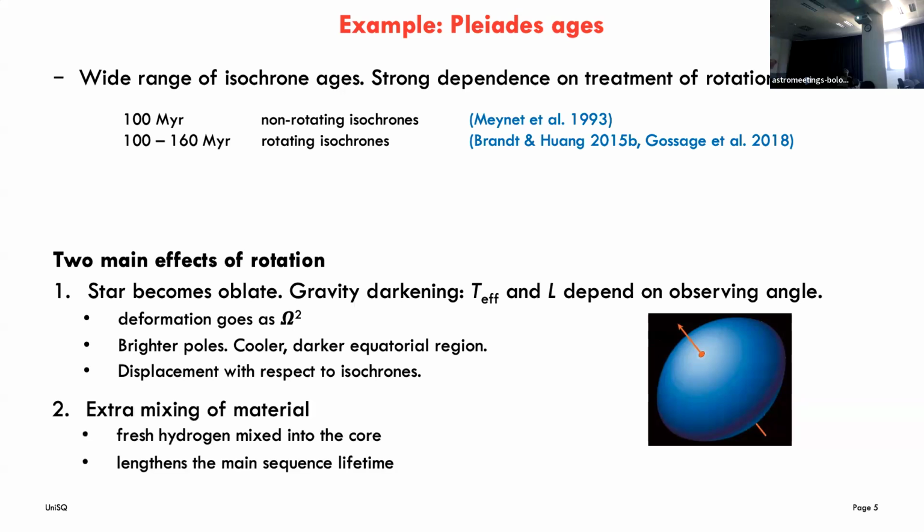The second effect is you get extra mixing of material. So large scale flows inside the star will cause more hydrogen to be mixed into the core. That will extend the main sequence lifetime, which is a big problem if your goal is to measure the main sequence turnoff using isochrones. Right?